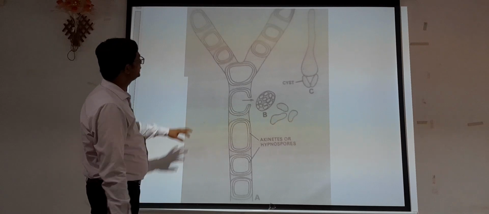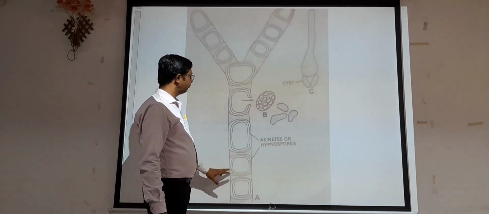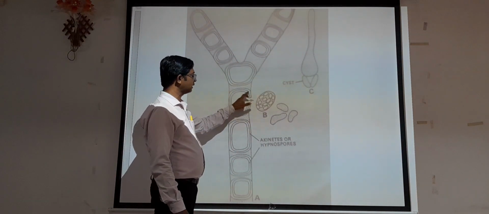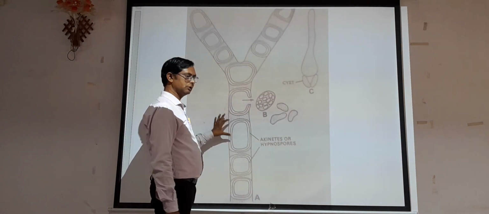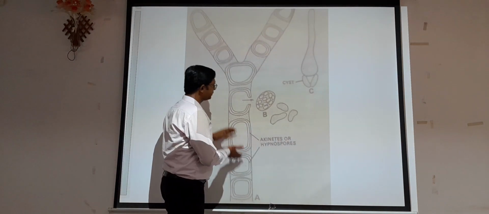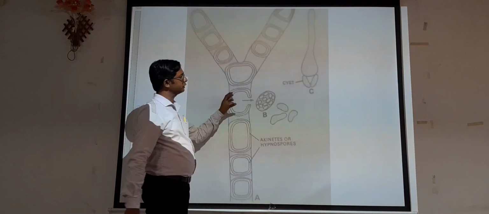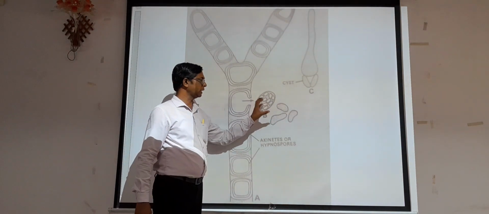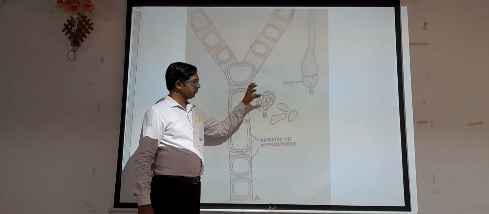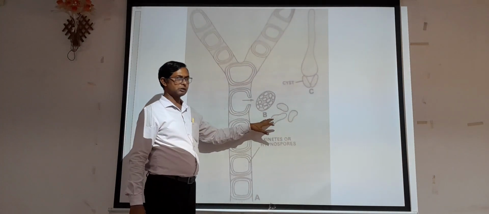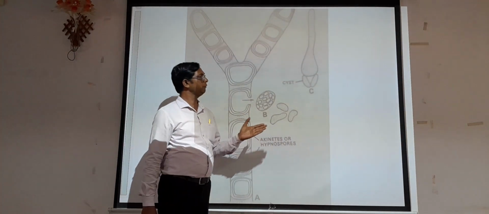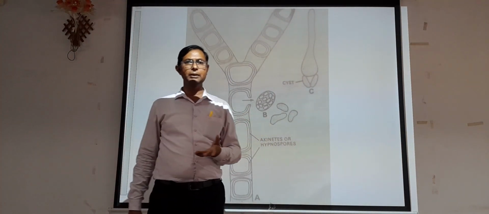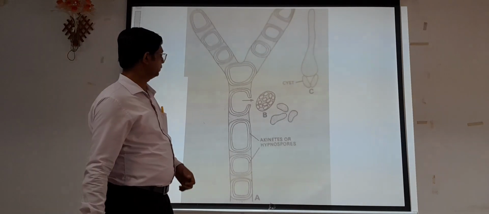Here you can see the filament which starts to convert into akinetes. A thick-walled gelatinous substance structure is produced. So this particular thing starts to produce an akinete. Here you can see the akinetes, and later on these akinetes will start to multiply or reproduce when they get the favorable condition. So this structure is known as akinetes.